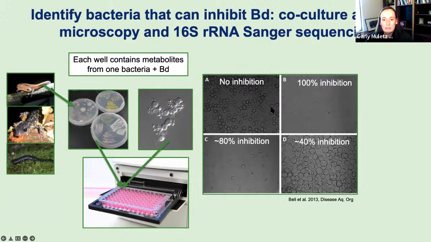So this is what normal BD looks like growing. This is if the bacteria has killed all of them, and then variations. And then we can sequence these bacterial isolates to figure out which bacteria species they are, and understand how they're related. And then we can also pair this with the microbiome data later.